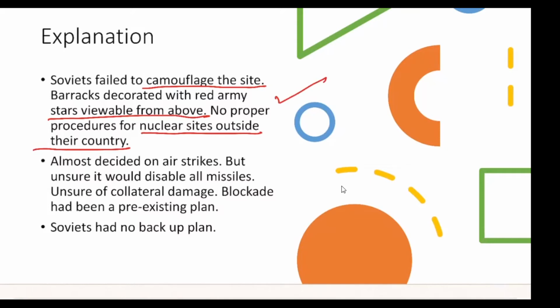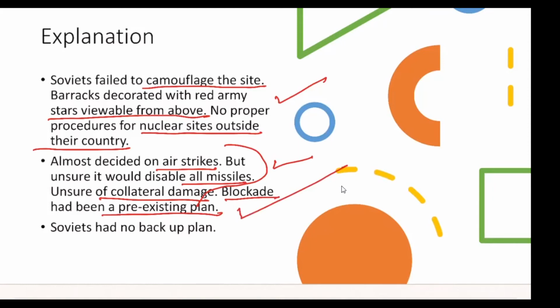Okay. And then blockade was chosen because blockade was a pre-existing plan, whereas they had almost decided on an airstrike, but were unsure it would disable all missiles and unsure of collateral damage. So not sure of possible consequences. So it is not that they worked out and arrived at the best choice. So unsure of what airstrikes would lead to, they went by the pre-existing plan. They were sure of blockades.